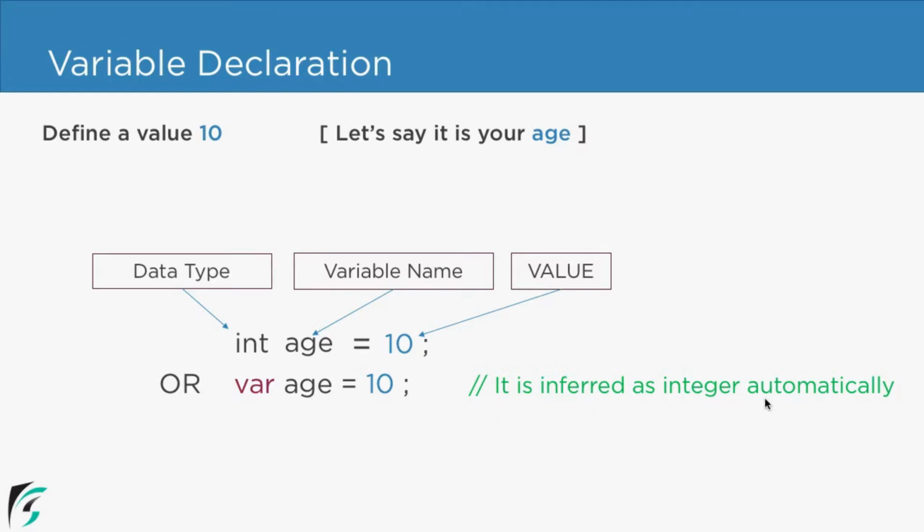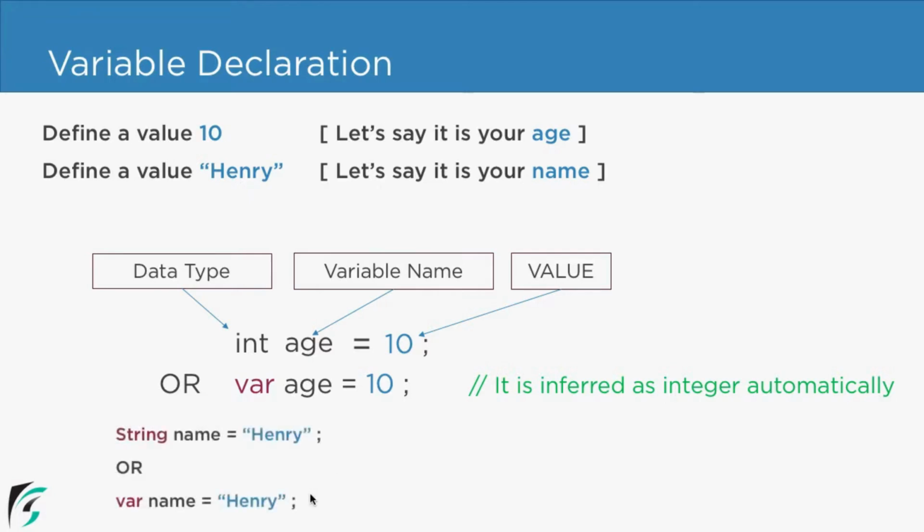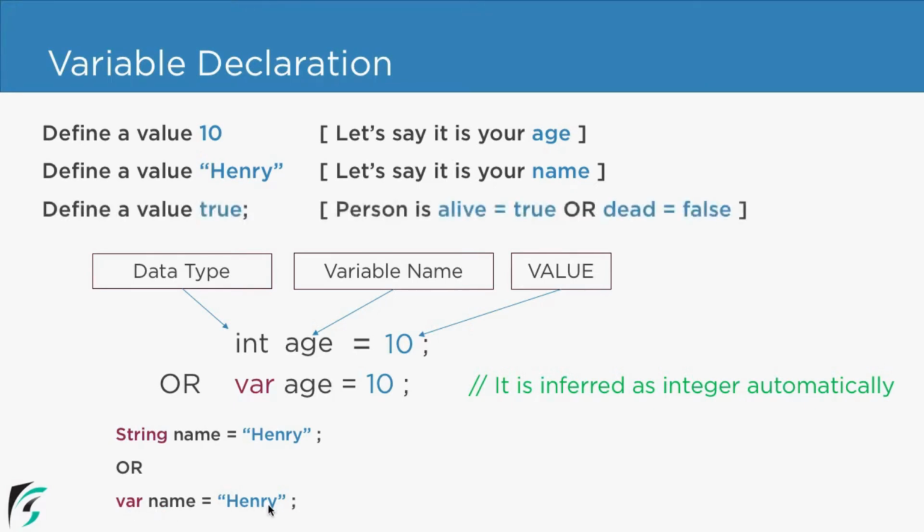Perfect. Now similar to integer, let us try to declare the string value of Henry. Let's say it is your name. So for that the syntax is this: string name equal to Henry, or you can use var name equal to Henry, as simple as that. Now let us take one more example of boolean value, such as if the person is alive then it is true, or dead equal to false. So for that, here again we have bool is alive equal to true, or we can just use var is alive equal to true. In both ways it will work fine. Perfect. So from this you can make out how easy the Dart is.